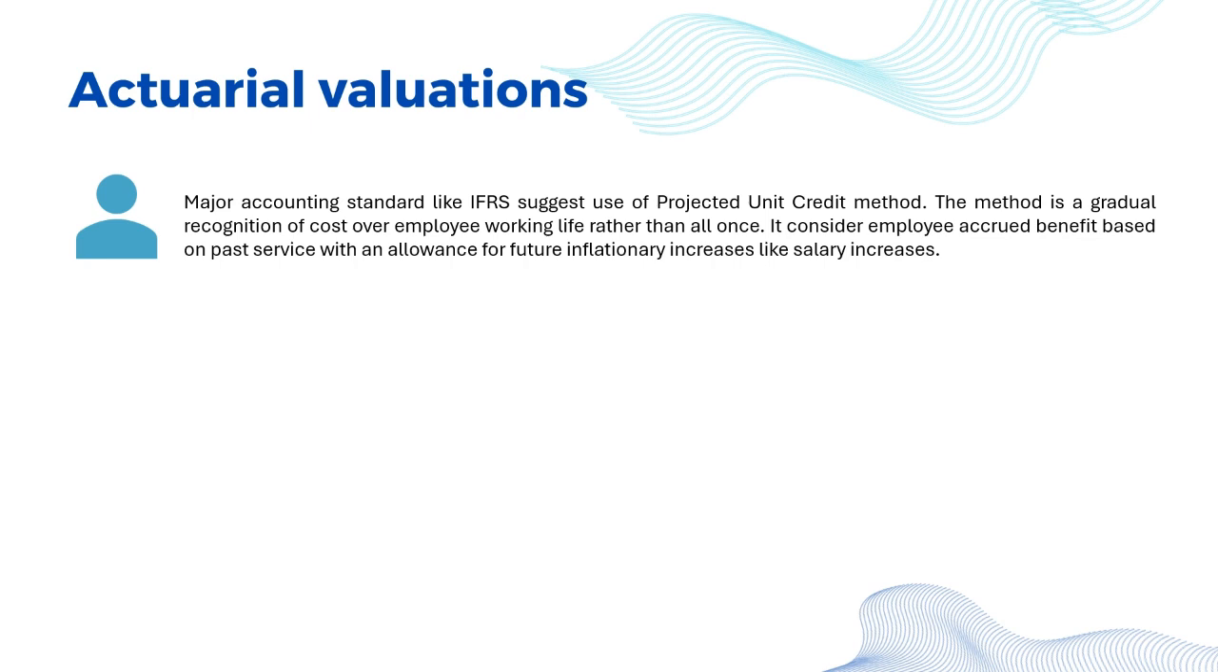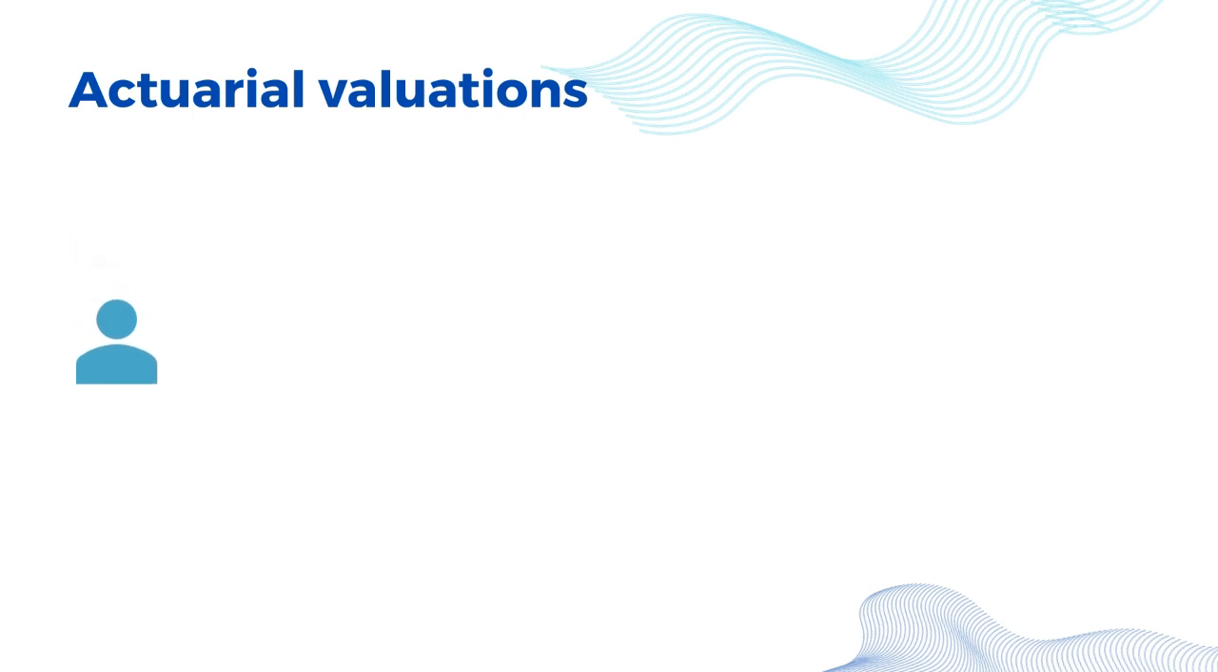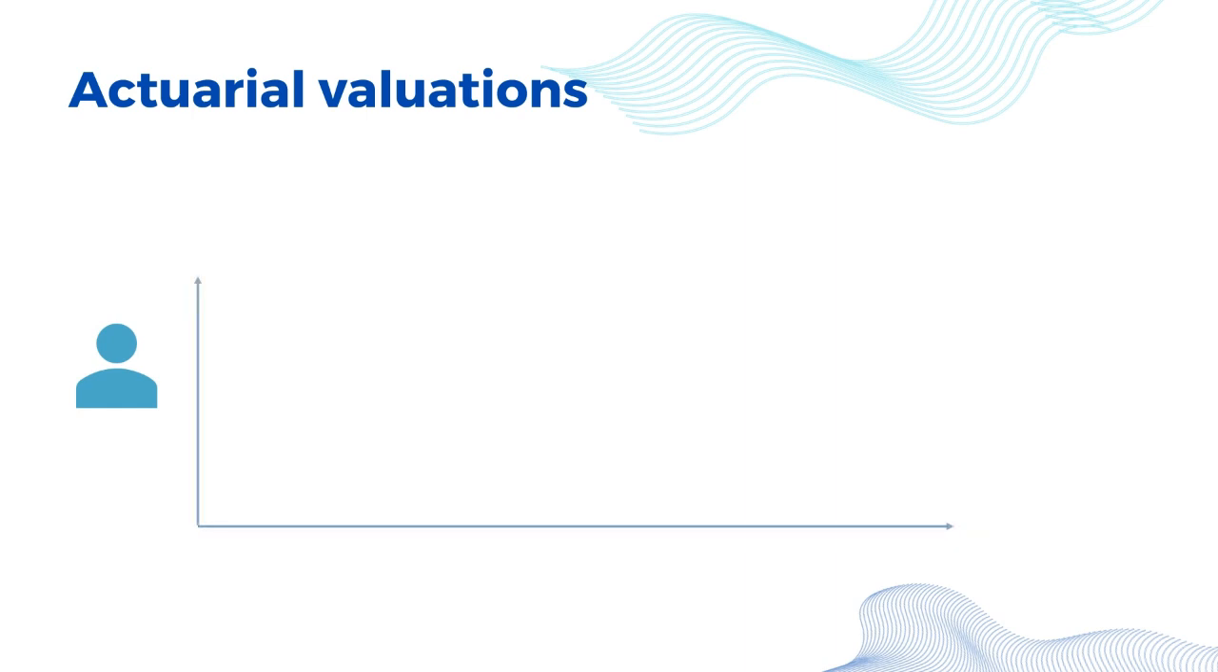Under this method, an employee's past service accrued benefit is evaluated with allowances for future inflationary increases, such as salary increments. For example, the benefit payable at age 56 will consider the current service at age 55 along with the employee's salary at age 56. Let us understand this further with an illustration.